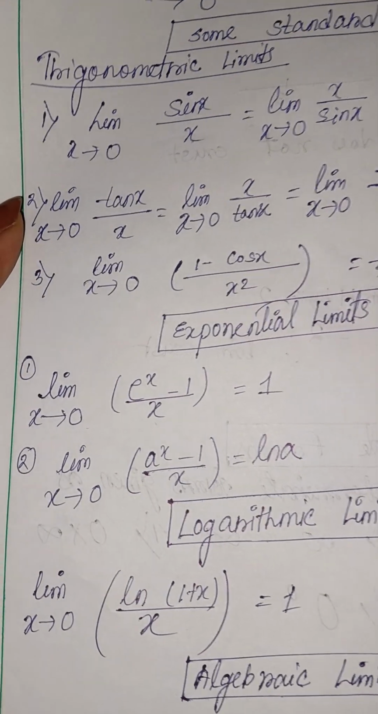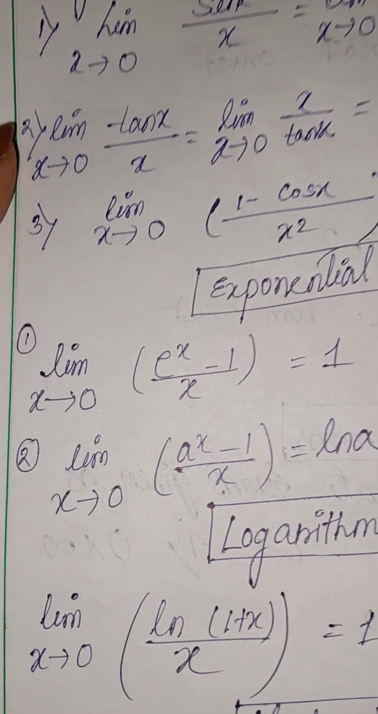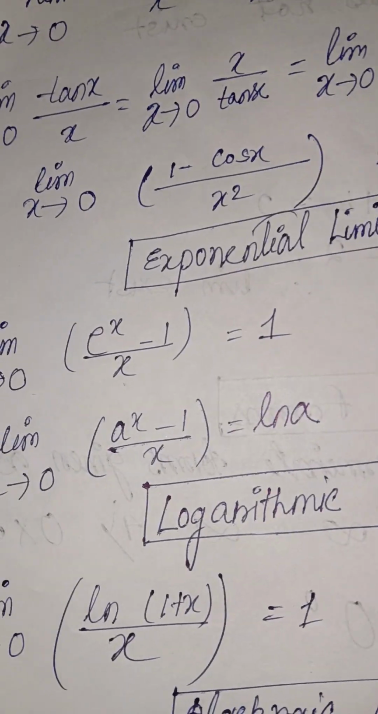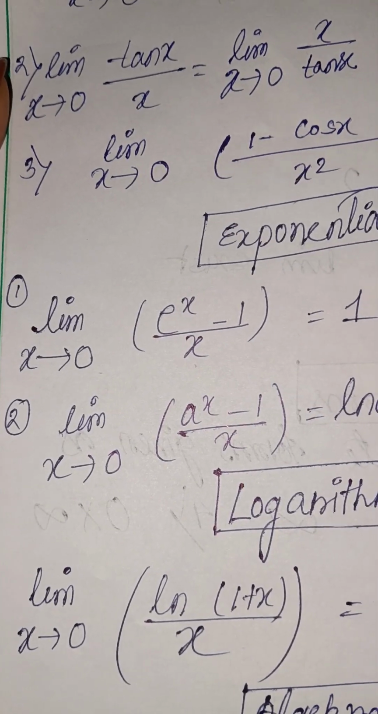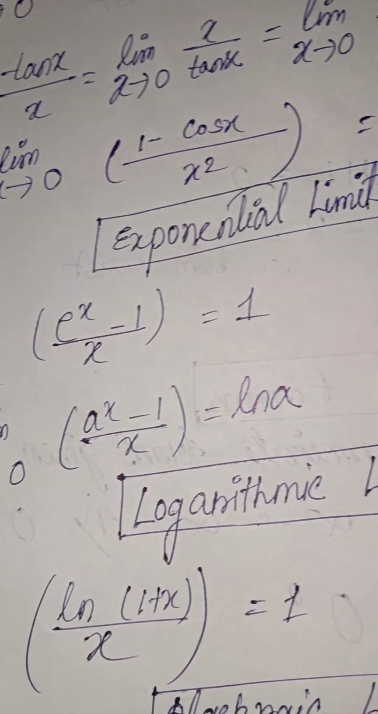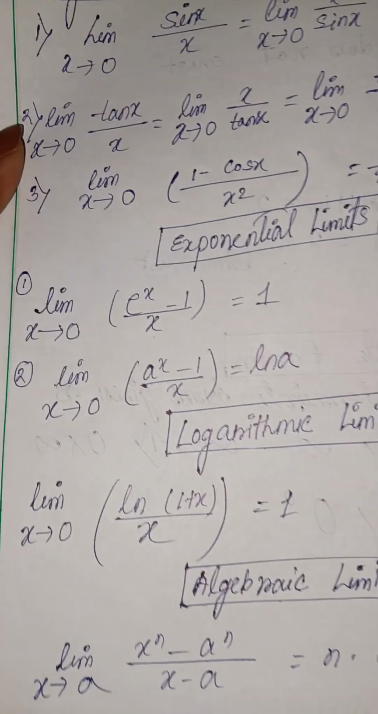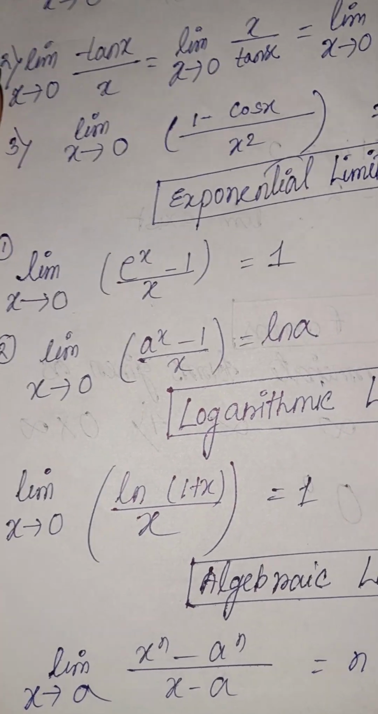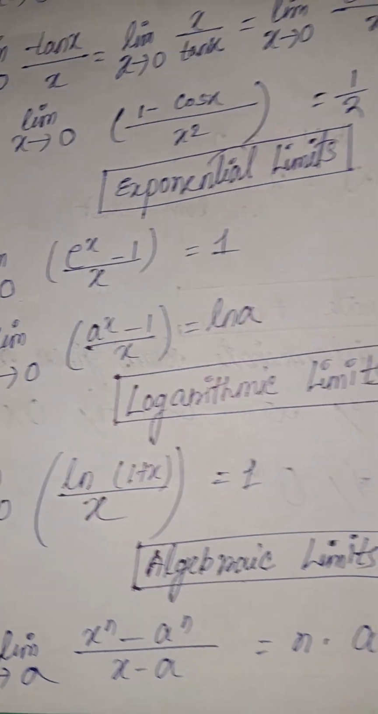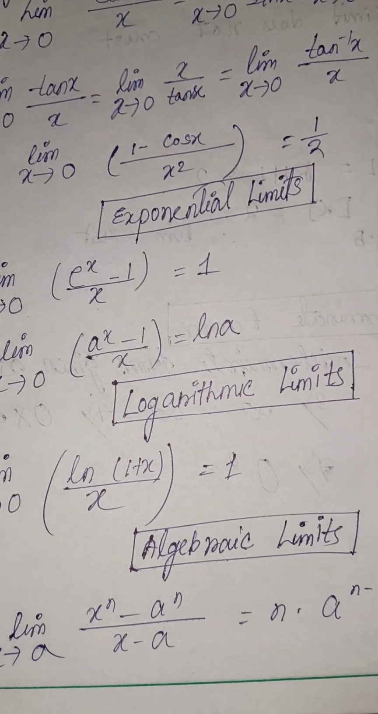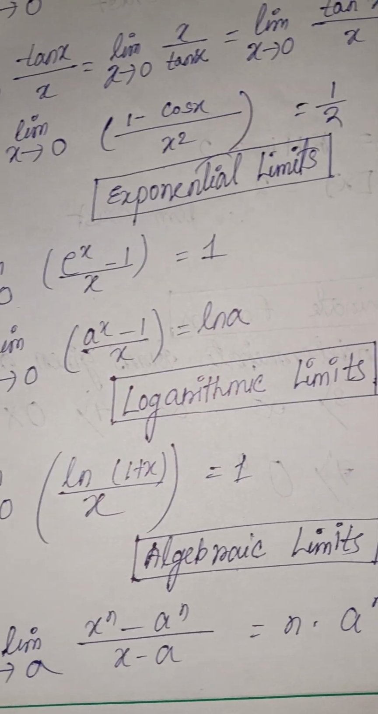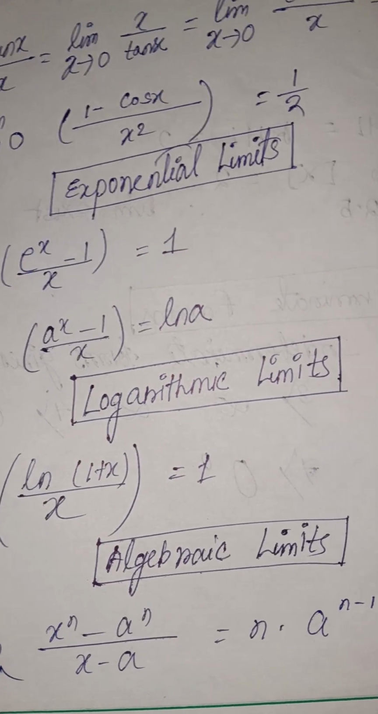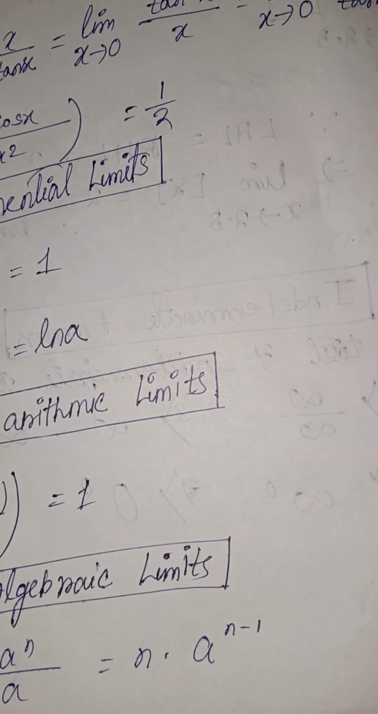Next, exponential limits. First, limit x tends to 0 (e to the power x minus 1) by x is equal to 1. Next, limit x tends to 0 (a to the power x minus 1) by x is equal to ln a. Next, logarithmic limits. For that case, limit x tends to 0 ln(1 plus x) by x is equal to 1. For algebraic limits, limit x tends to a (x to the power n minus a to the power n) by (x minus a) is equal to n times a to the power n minus 1.